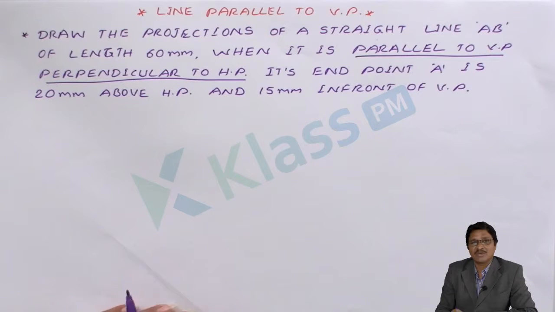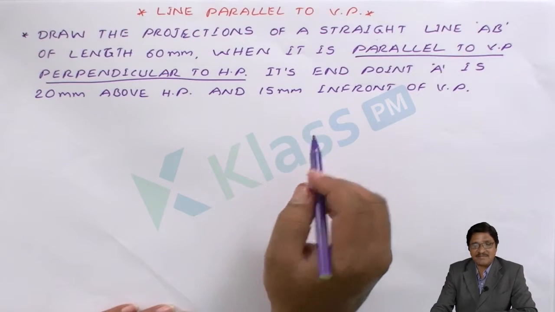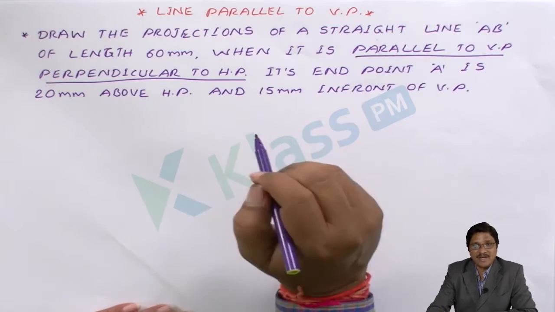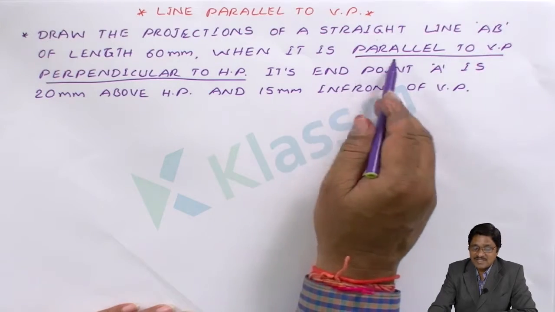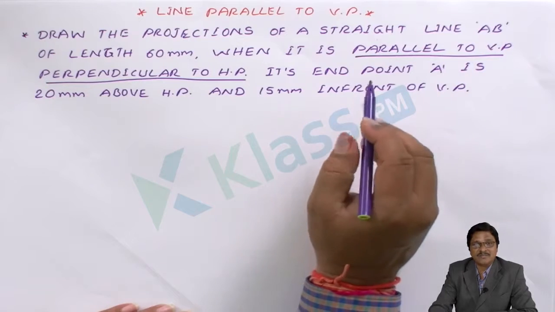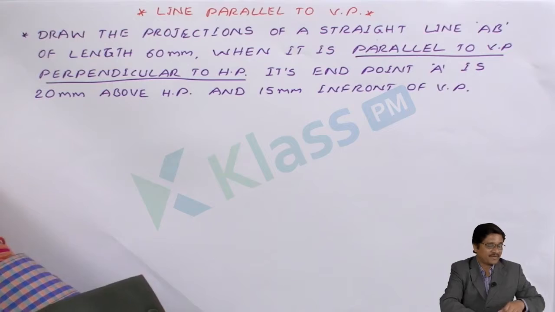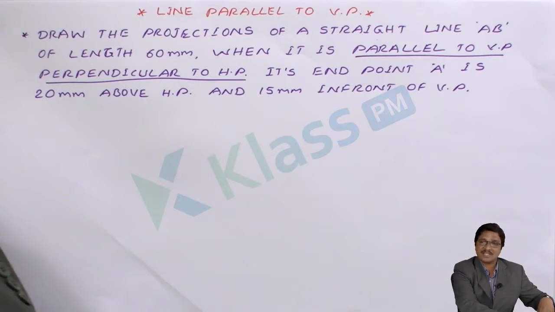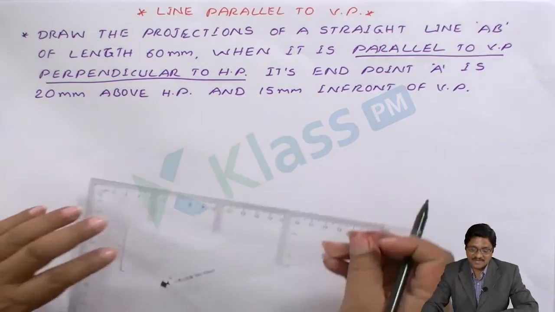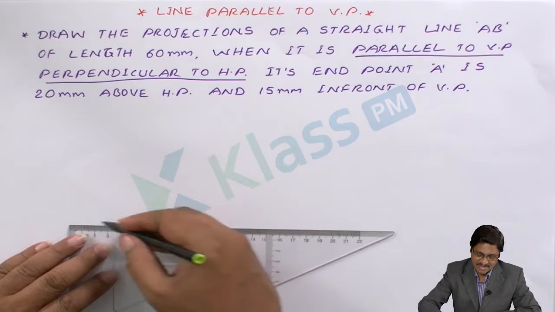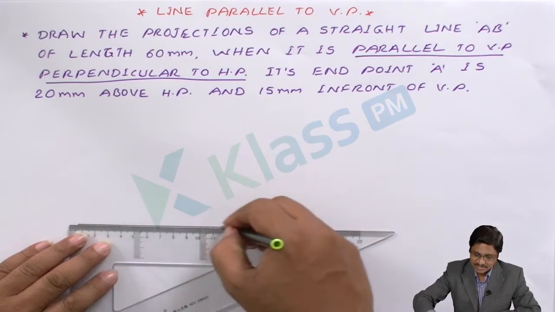So you have to think while reading and observe the parallel condition. Is there any parallel condition? They clearly mention it is parallel to VP. Whenever you observe parallel to VP, the respective projection is the true length. From here onwards, we will get the same kind of projection every time. So draw the XY line. The XY line is the standard line, so you have to draw it using an HB pencil.